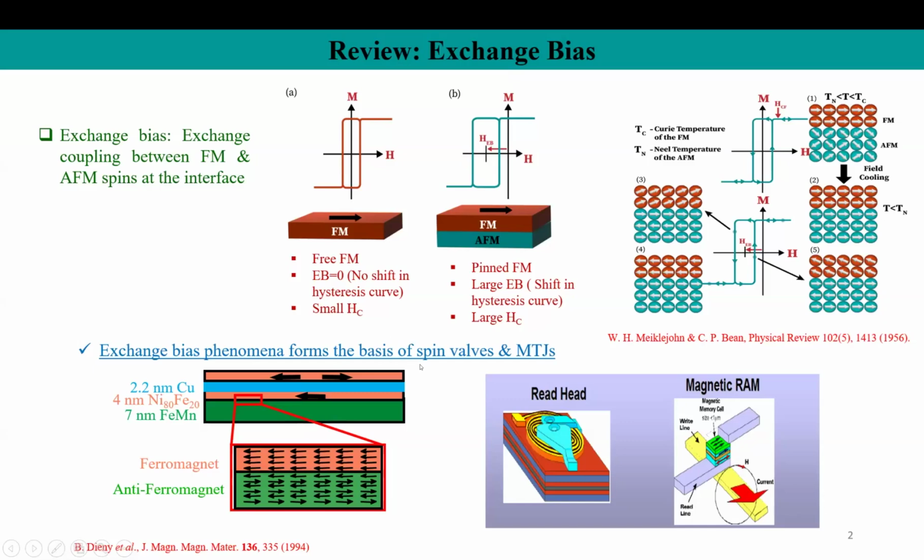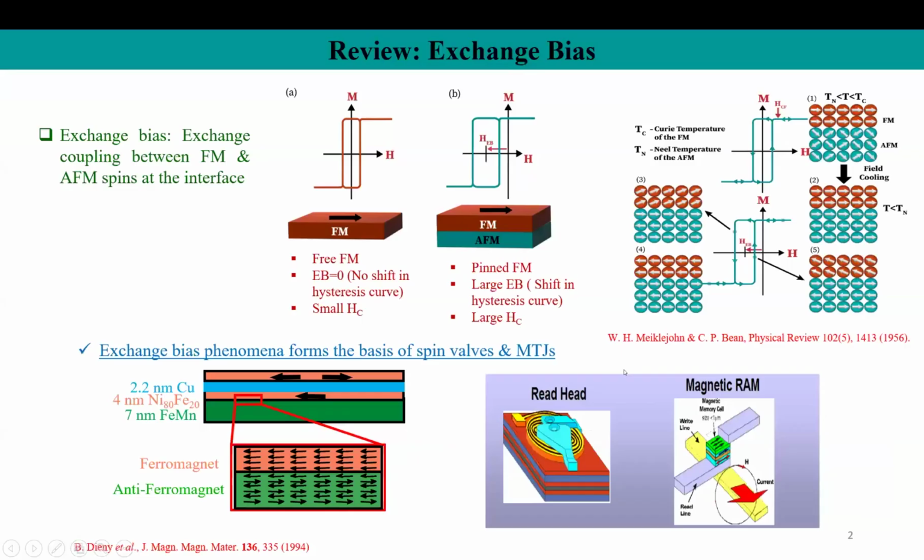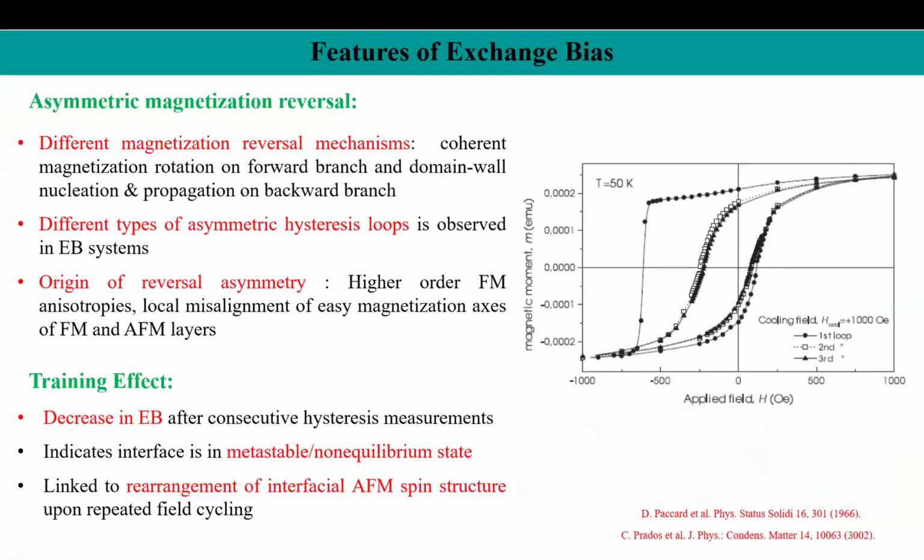Now, exchange bias forms an integral part of spin valves and MTJs, which are the building blocks of current spintronic devices such as hard disk drives and magnetic random access memory. So I'll be discussing two features of EB which are relevant to the present work.